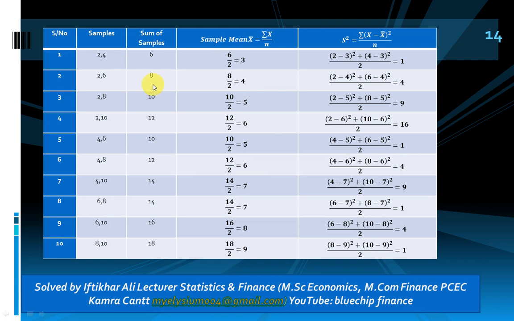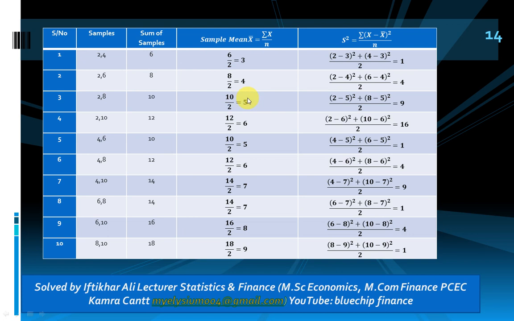After that, the second thing which is asked in the question is to calculate the variance for each sample. So the simple formula for variance is given here. It is another formula for variance. So you can calculate very easily: take 2 minus 3 square plus 4 minus 3 square divided by 2, and the variance for the first sample will be 1. After that, 2 minus 4 and 6 minus 4 square divided by 2 equals 4.